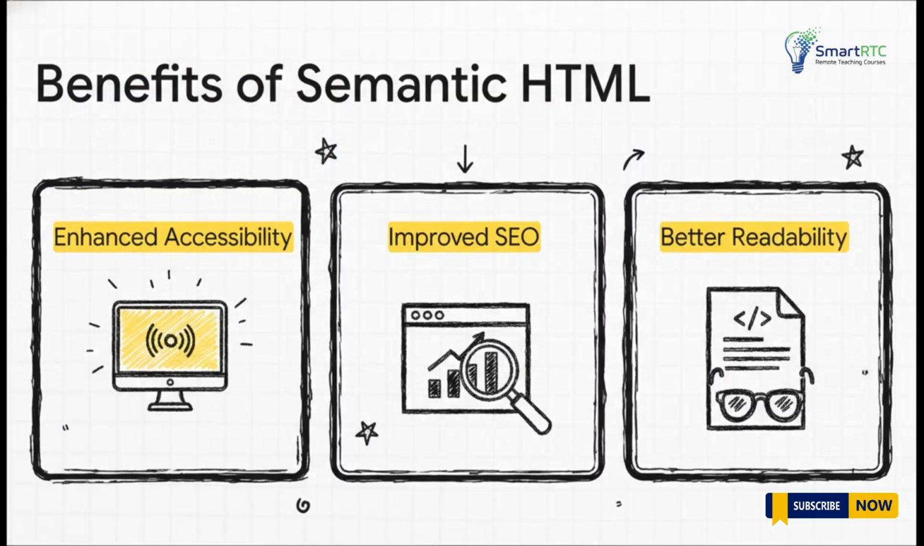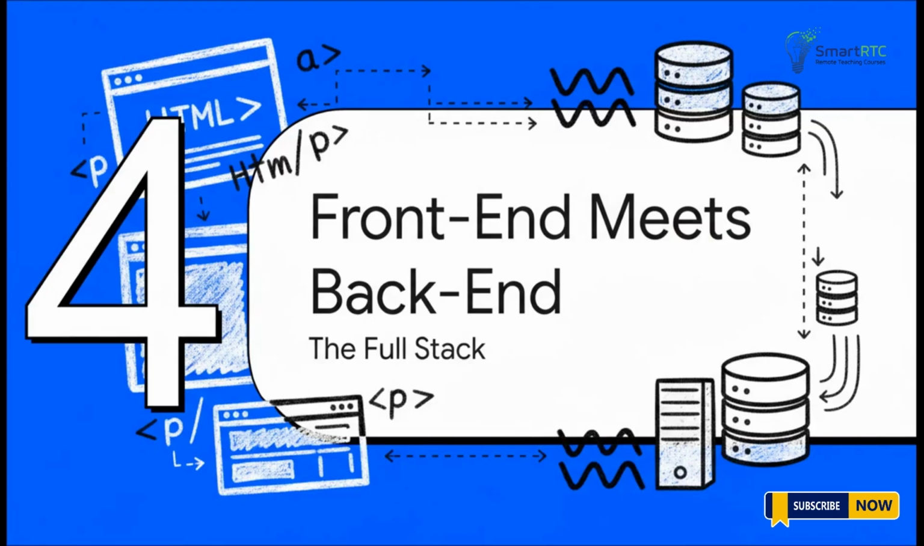And this is why it's so crucial. Using semantic tags makes the web way more accessible for people with disabilities because screen readers can understand the page's structure. It helps search engines figure out what your content is about, which is great for SEO. And honestly, it just makes the code cleaner for other developers to work with. It is a win-win-win. Okay, let's zoom out a bit.